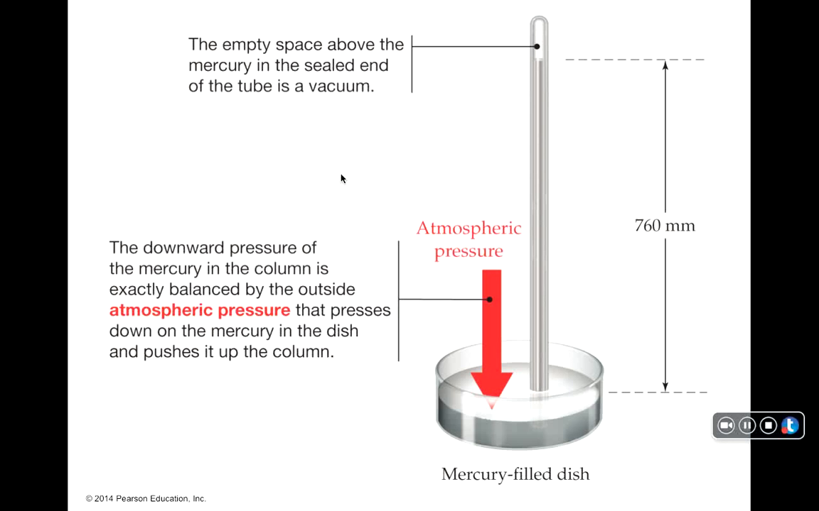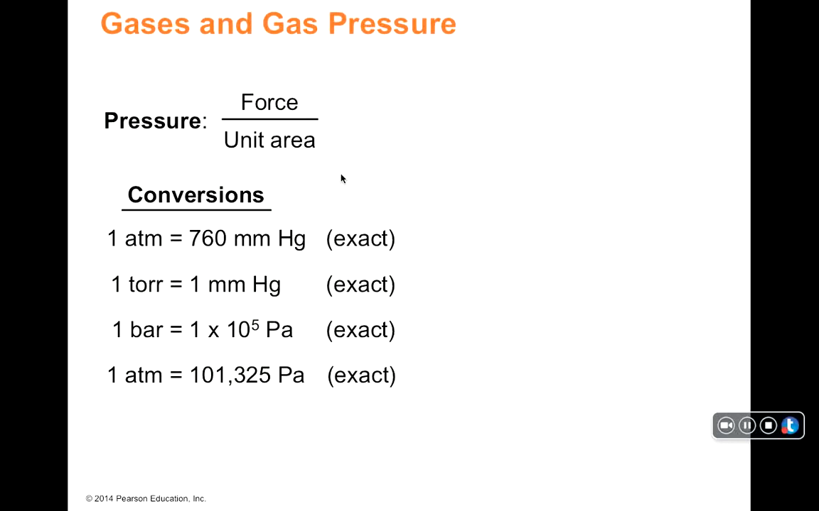There are different ways that we can measure pressure. This is one way in a mercury-filled dish. Sort of defines what we refer to as atmospheric pressure. This is an important slide. So pressure is equal to force per unit area.